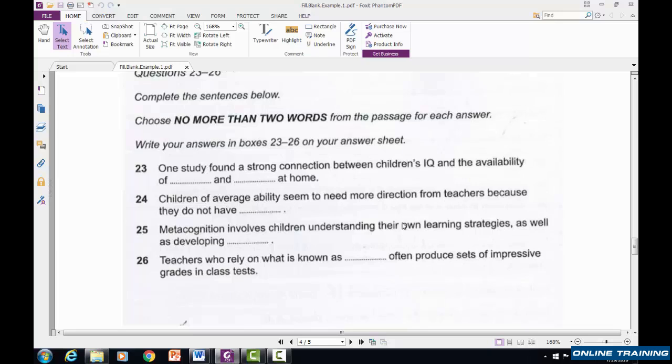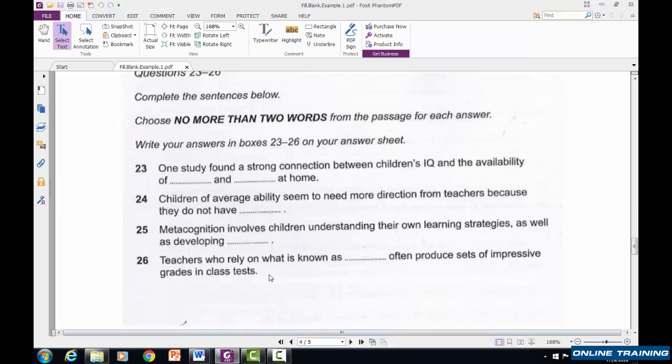All right, so number 26, it says: teachers who rely on what is known as blank often produce sets of impressive grades in class tests. So key words in number 26 that I'm looking for: teachers, impressive grades, and class test. Teachers, grades, class test. Our answer is going to connect to "known as." So first we find our sentence, and then once we find our sentence, we look for the language that's connected to those words before the blank line, and that will always point us to the answer choice.